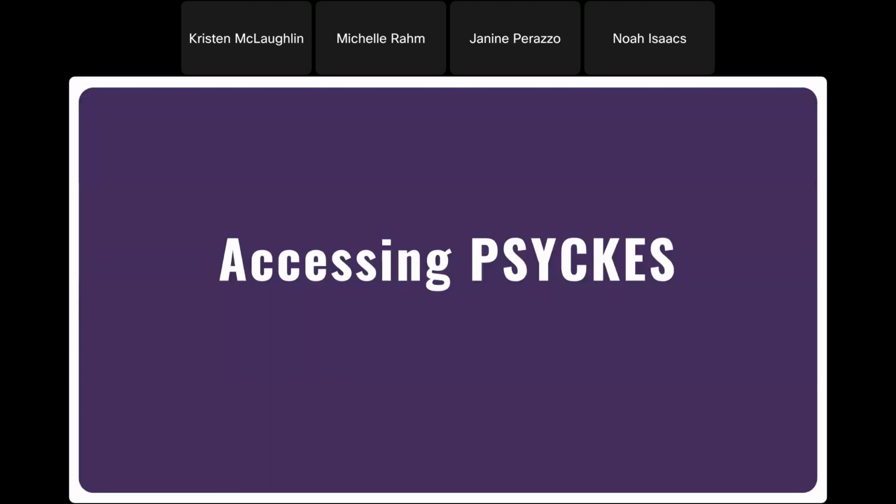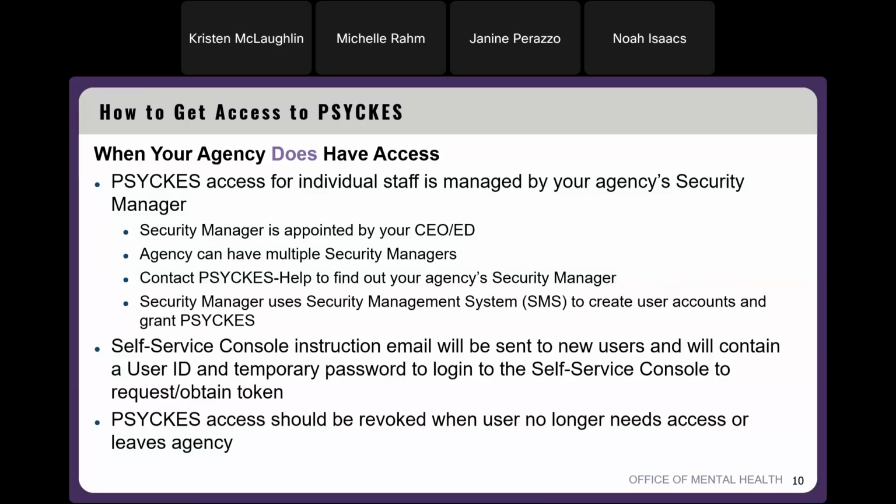So before we get into all that, we've got to know, how do I access this really important tool to help me do my work? Every hospital in New York State is eligible for PSYCKES access. So there's not going to be a time where we say to a hospital, sorry, you're not eligible, you can't have PSYCKES access. Every hospital is allowed to have PSYCKES access. The question is, did they get the access? Did they follow through the access protocol to make sure that we have this tool available to us?